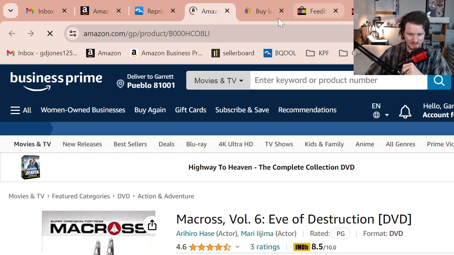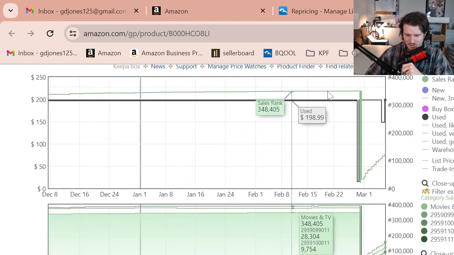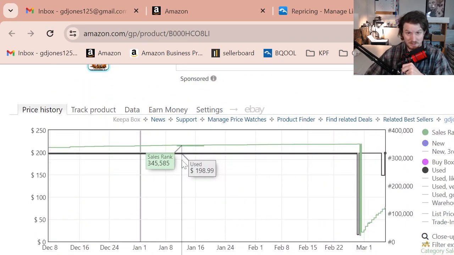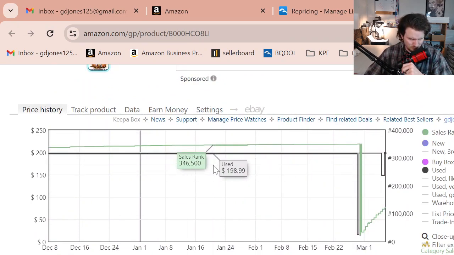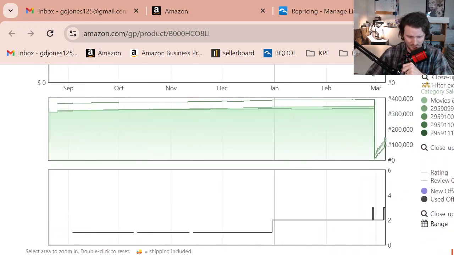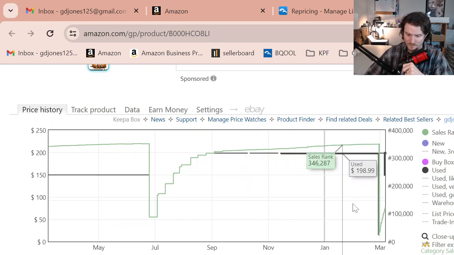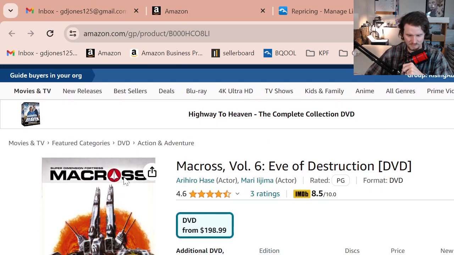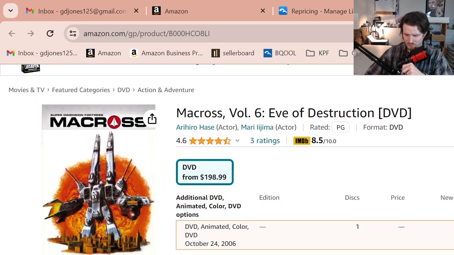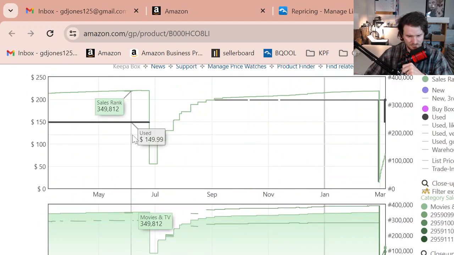Where the magic is, you go on to Amazon and you come down here, and this right here is the Keepa extension, and this is where the magic is. This is how you figure out what to sell your stuff at. So this is a DVD that I bought, I believe, on eBay. I bought it for $24.48.